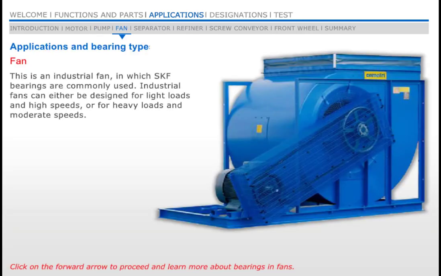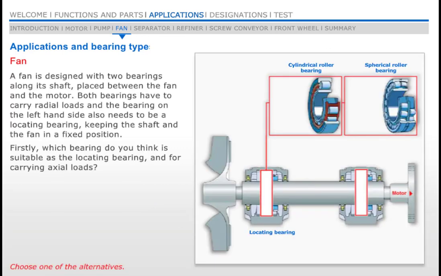This is an industrial fan, in which SKF bearings are commonly used. Industrial fans can either be designed for light loads and high speeds, or for heavy loads and moderate speeds. A fan is designed with two bearings along its shaft placed between the fan and the motor. Both bearings carry radial loads, and the bearing closest to the fan, on the left-hand side here, also needs to be a locating bearing, keeping the shaft and the fan in a fixed position.